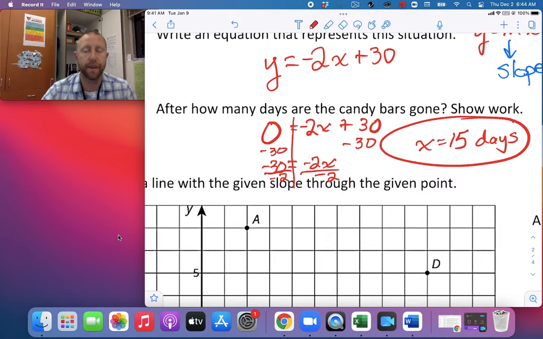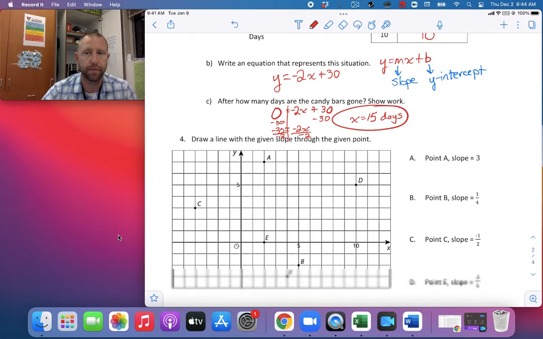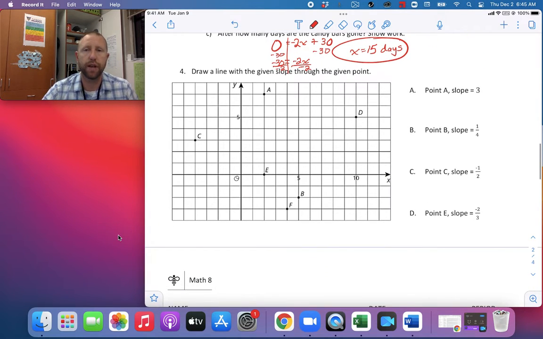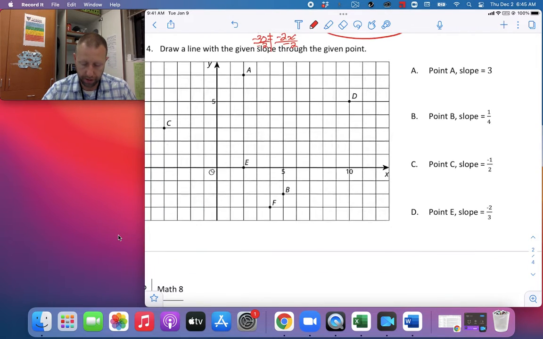So my answer is 15 days. Okay, and I showed my work. All right, for number 4, it says draw a line with the given slope through the given point. We struggled with this one, guys.